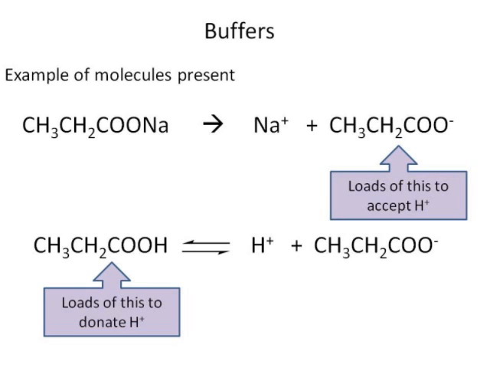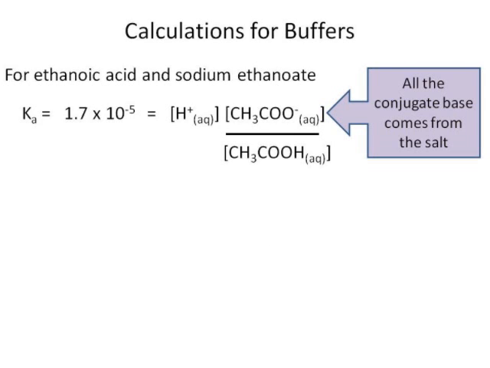So let's have a look at a calculation based on one of these then. We've got ethanoic acid and sodium ethanoate here. The acidity constant is 1.7 times 10 to the minus 5. And the equation for that is shown: hydrogen ion concentration multiplied by ethanoate concentration divided by ethanoic acid concentration.